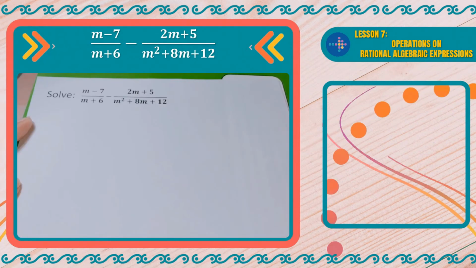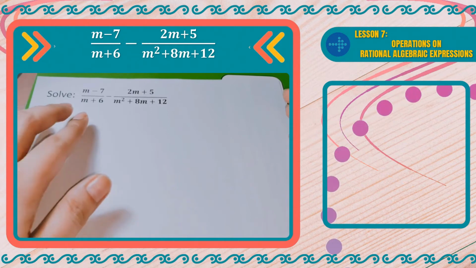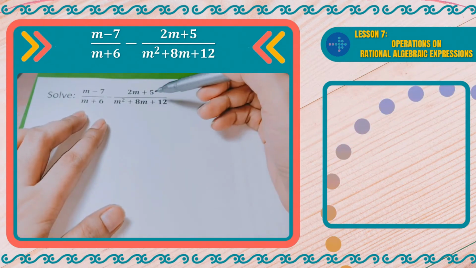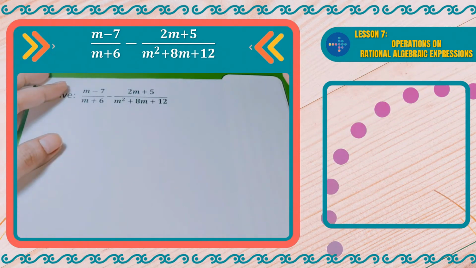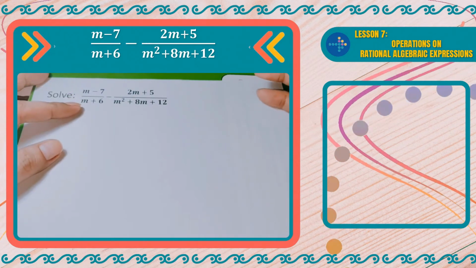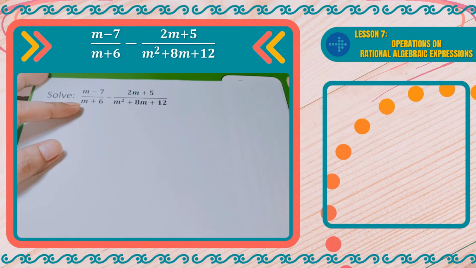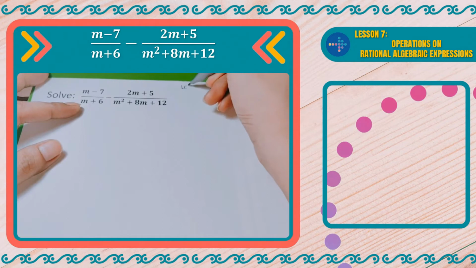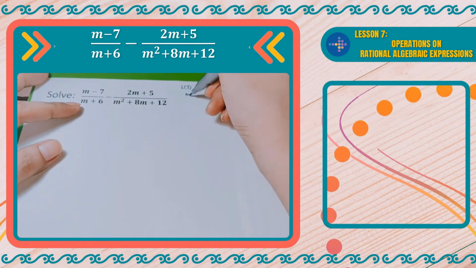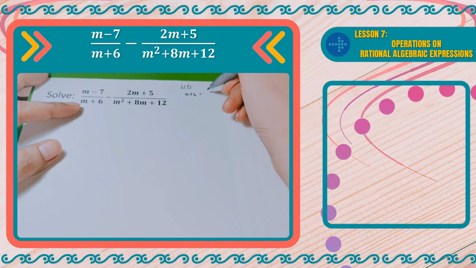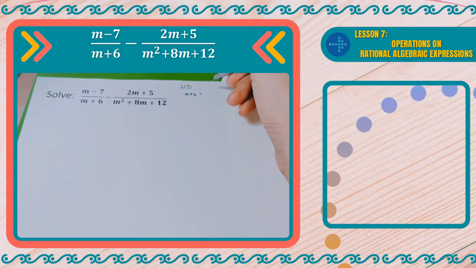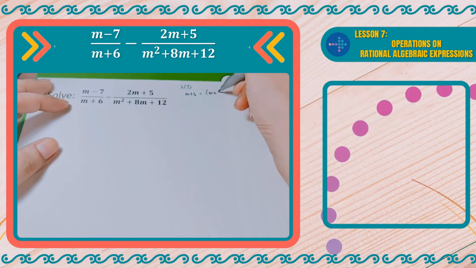The given is m minus 7 over m plus 6 minus 2m plus 5 over m squared plus 8m plus 12. So, as you can see, hindi sila magkapareho ng denominator. So, we need to find first the LCD. So, for m plus 6, prime na siya. So, ang factors lang niya ay 1 and m plus 6.